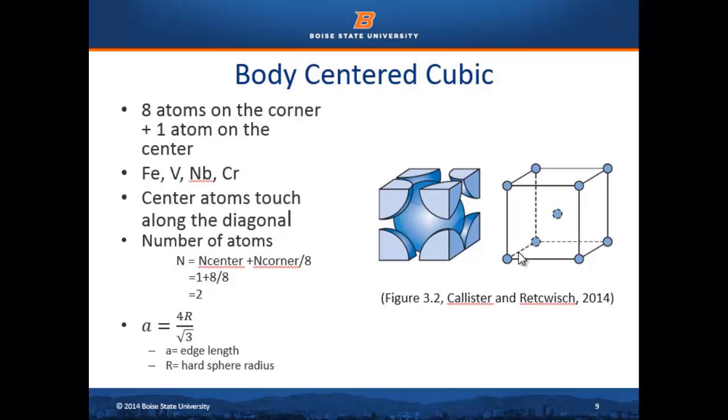total atoms. The edge length to radius ratio is a equal 4r/√3, where a is the edge length and r is the hard sphere radius. But how do we determine this relation? We will talk about it in the next slide.